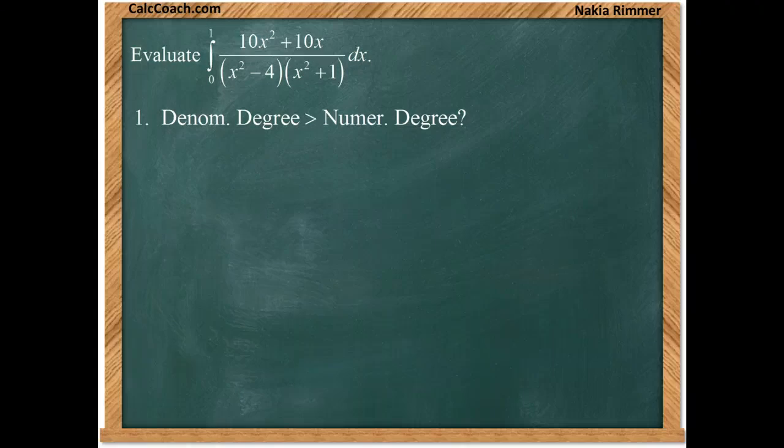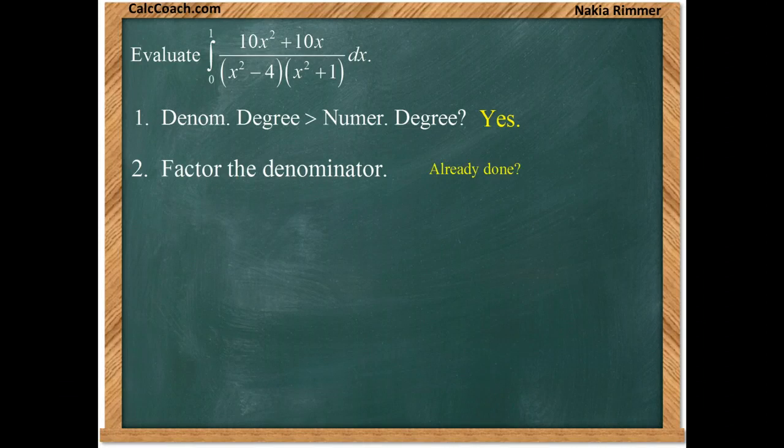You can't just think about the denominator degree being 2. It's x squared times x squared, which will be x to the 4th, the highest power on x in the denominator. So you're good to start the method. You're supposed to start the method by factoring the denominator. Well, thankfully, it's already factored for you.